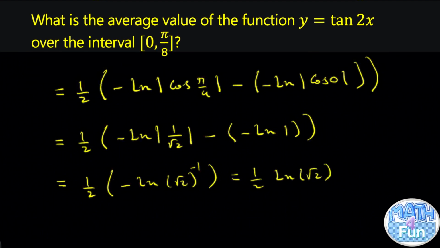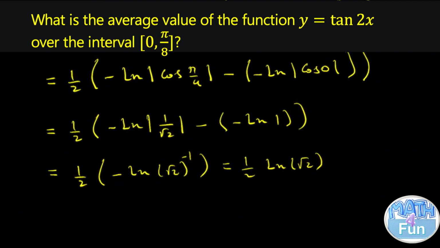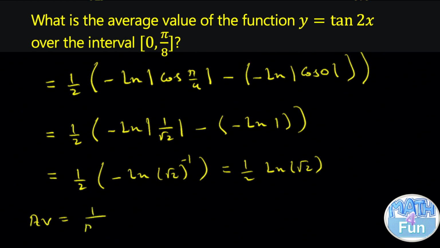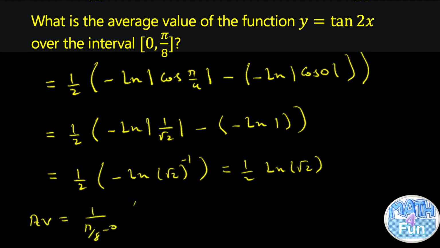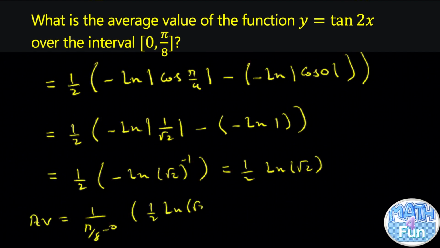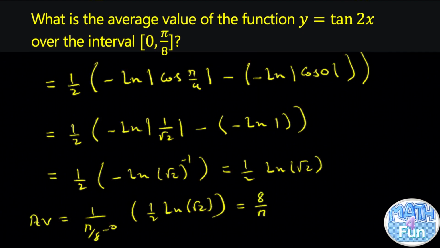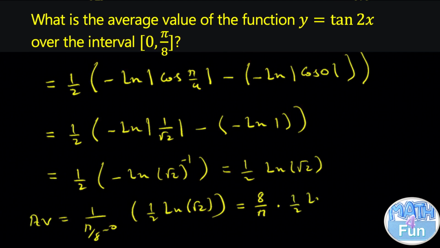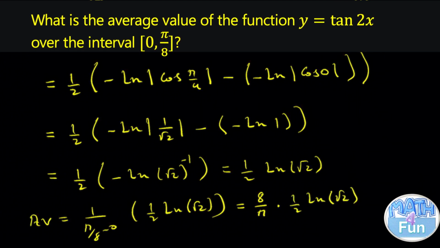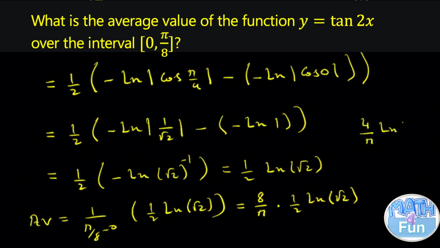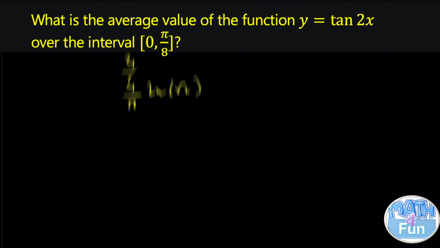But do not forget that they are asking you for the average value. So the average value is going to be equal to what we got previously, 1 over pi over 8 minus 0, and here we have 1 over 2 ln of radical 2. So simplify it. You get 1 over pi over 8, which means that is equal to 8 over pi times 1 over 2 ln of radical 2. And finally, simplify 8 over 2, which is 4. Then finally you get 4 over pi ln of radical 2 as the final answer.